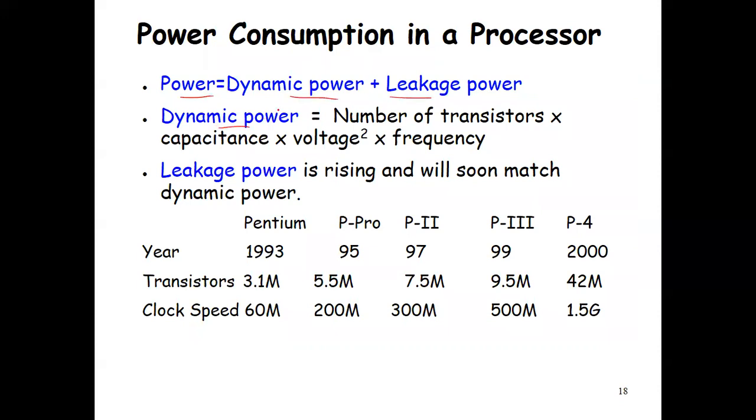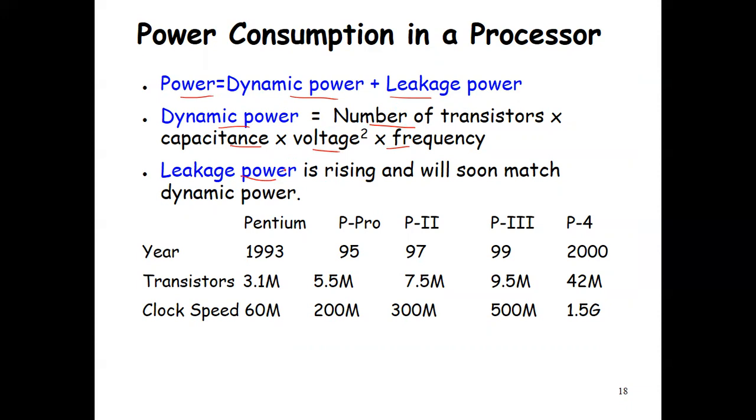Dynamic power is the actual power, which is nothing but the number of transistors times capacitance times voltage squared times frequency. It depends on how many transistors you are using, how much capacitance, the voltage squared, and the frequency.